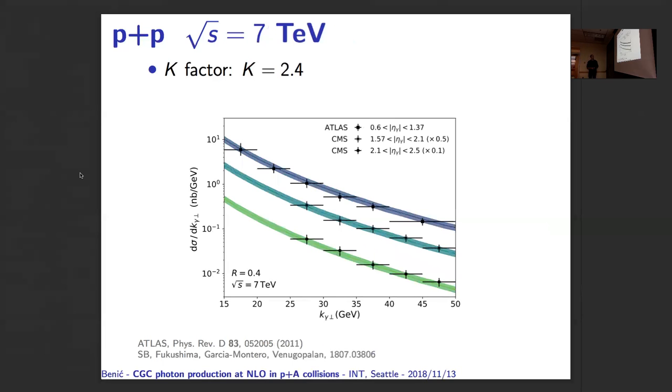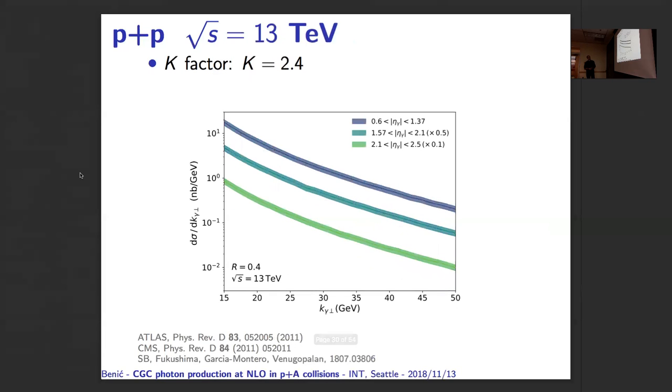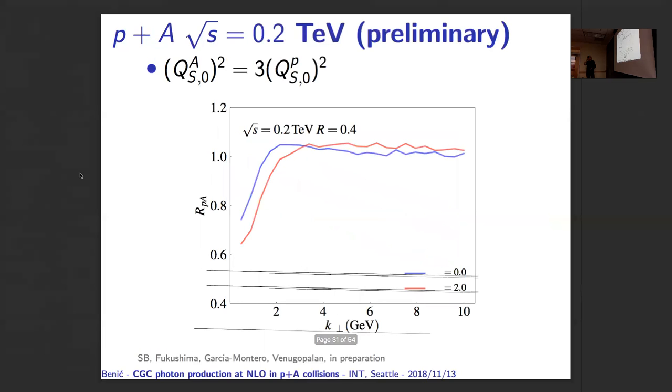This is a comparison at 7 TeV for ATLAS and CMS at different rapidity bins. And by using the same k-factor, we find that we can describe this data as well. And then we made a prediction at 13 TeV. Now going to pA, I show some preliminary results of RpA.